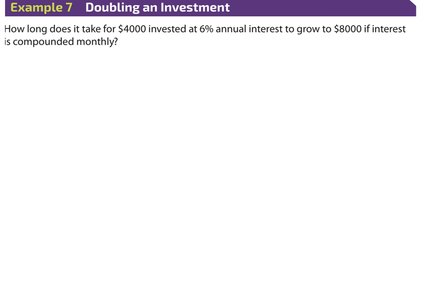So doubling an investment is what we're going to do here. How long does it take for $4,000 invested at 6% annual interest to grow to $8,000 if interest is compounded monthly? So they have told us everything except how long. So we're going to fill in everything except how long and solve for that, right? So I am growing my money to be $8,000. That's going to be here. My initial, that's going to be my principal. That's what I invested.